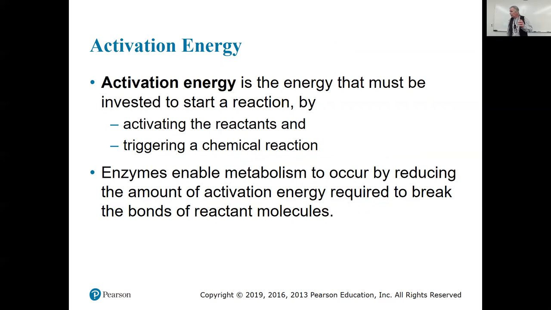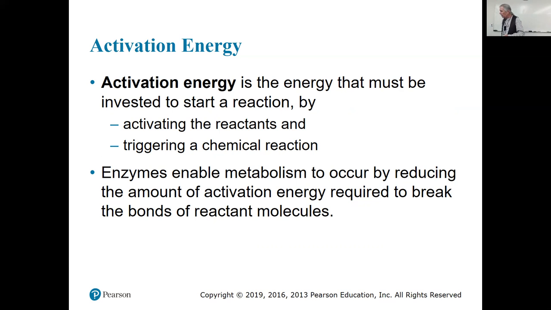Okay, activation energy is the energy that must be invested to start a reaction. Here's the thing: even explosive reactions require a little spark to get them going. And then they go. That's called the activation energy. And it's really important that this exists in an oxygen atmosphere. I will explain that in the enzyme lab, because everything in this room is combustible. Why doesn't it burst into flame? The activation energy is too high. But I can light a match to something and I can burn the whole room down if I reach that activation energy.